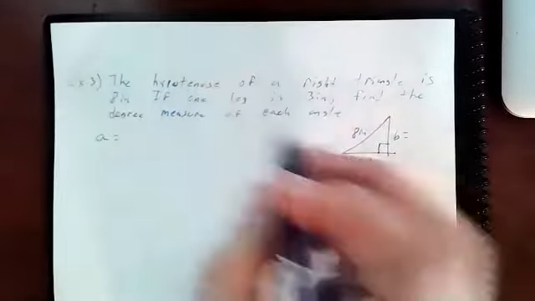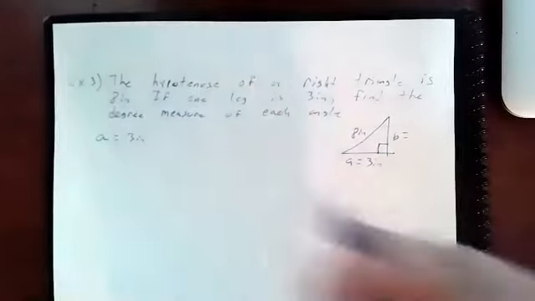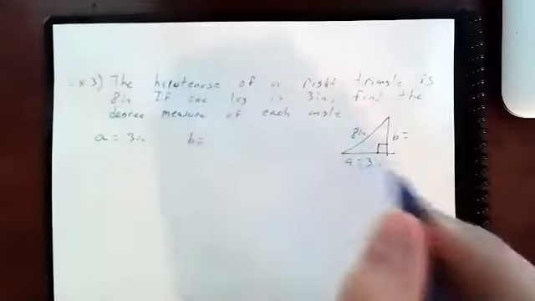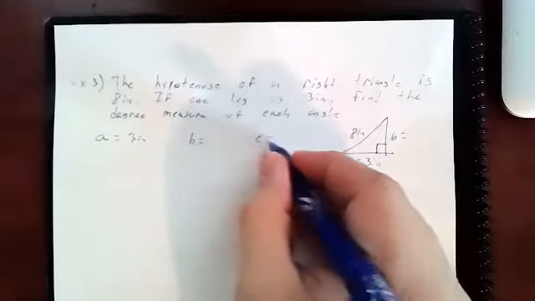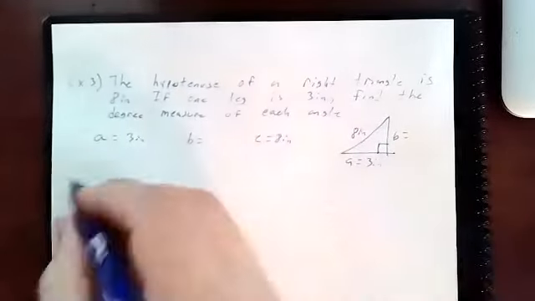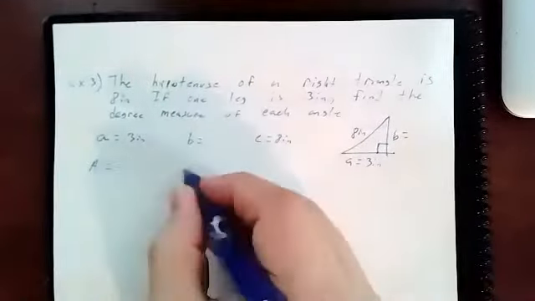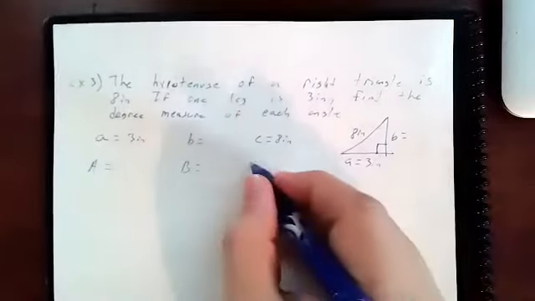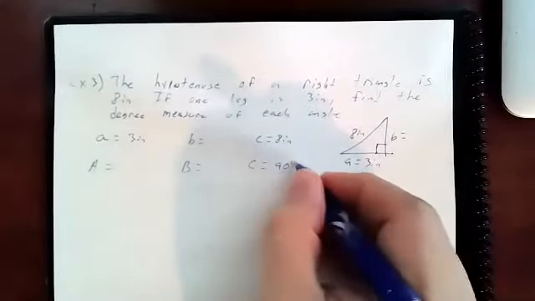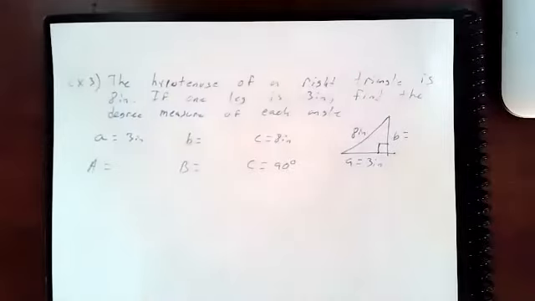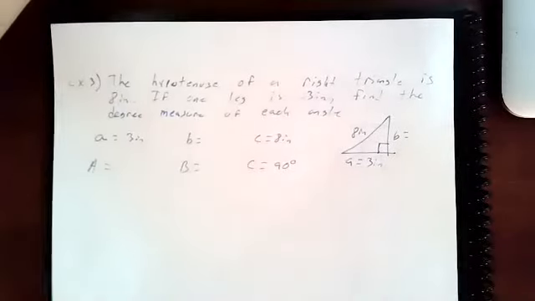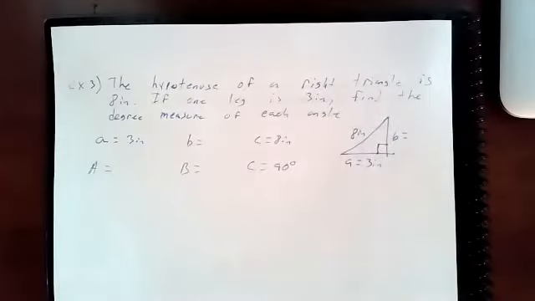Little a is 3. Little b is missing. Hypotenuse is 8. Capital A, I don't know. Don't know capital B. Capital C is still 90 because 9.1 is all about right triangles.